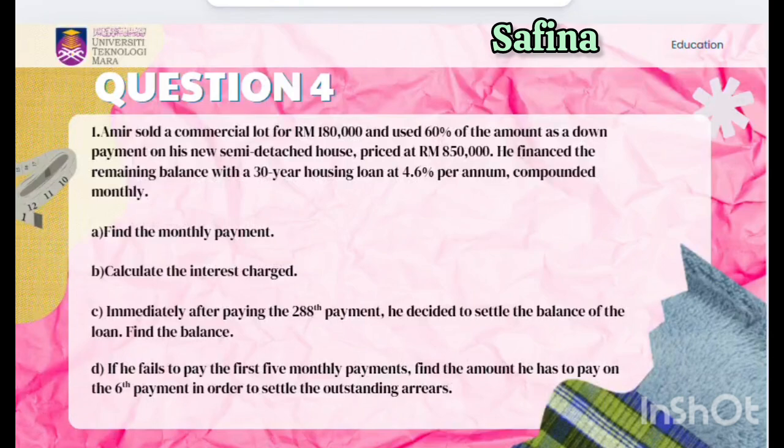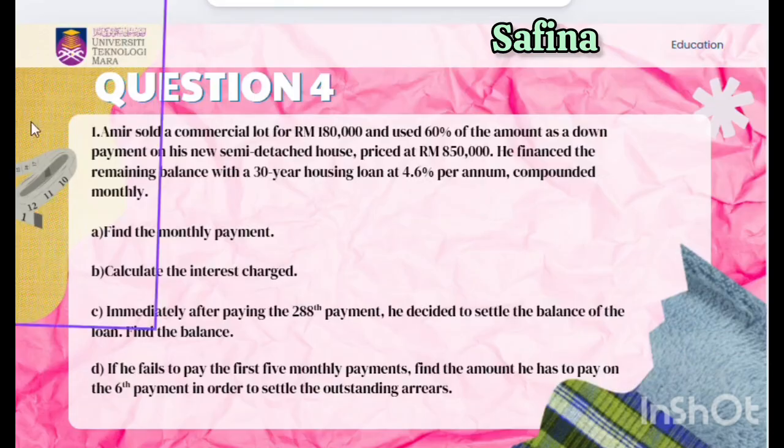Question 4 says that Amir sold a commercial lot for 180,000 and used 60% of the amount as the down payment on his new semi-detached house, priced at 850,000. He then financed the remaining balance with a 30-year housing loan at 4.6% per annum, compounded monthly. This question has 4 small questions, which are A, B, C, and D. We'll go through this one by one.